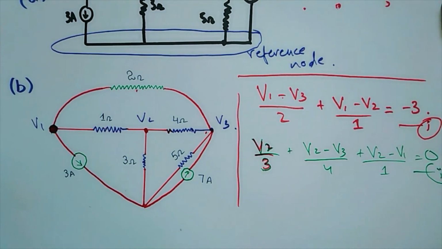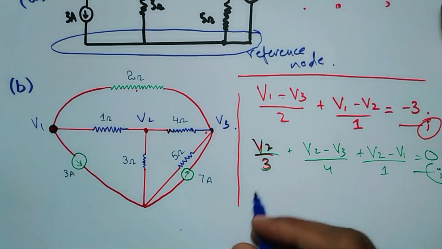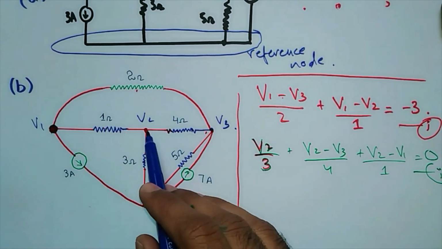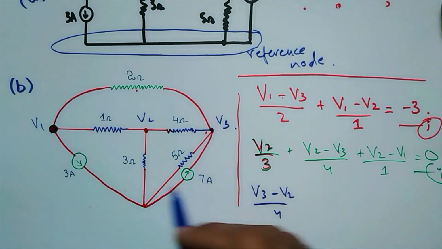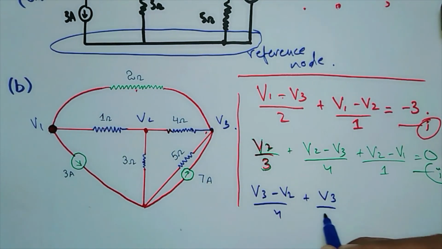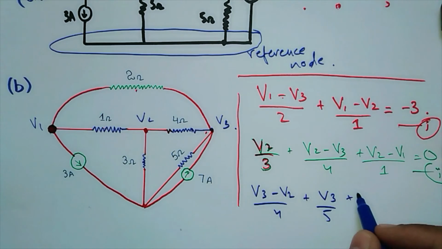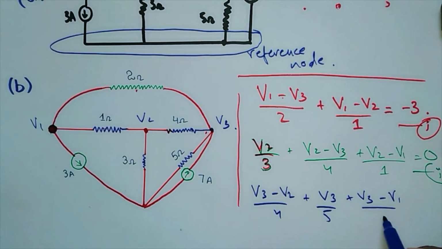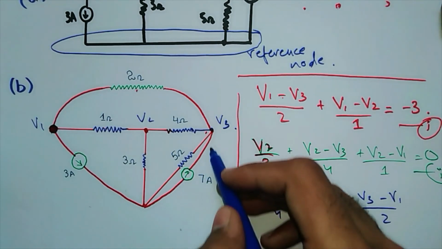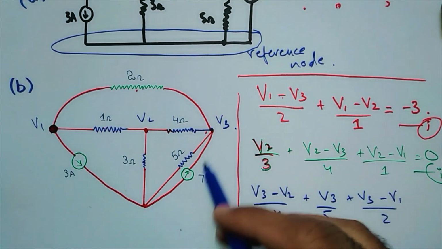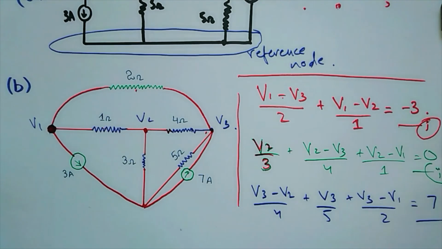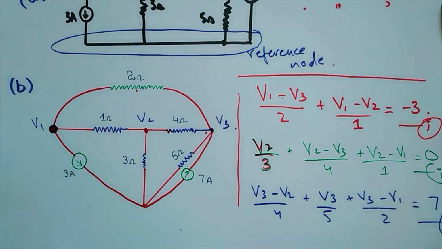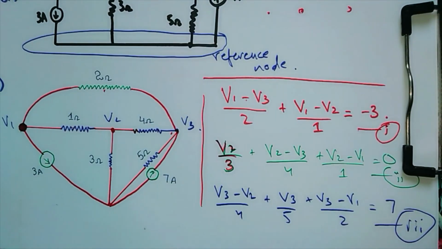Now we will find KCL across V3. So V3 minus V2 over 4, now V3 over 5, now V3 minus V1 over 2, and the current is coming towards the node, so it will be taken as positive. So here our 3 equations have come. We will solve these 3 equations simultaneously, and the values of V1, V2, and V3 will come.